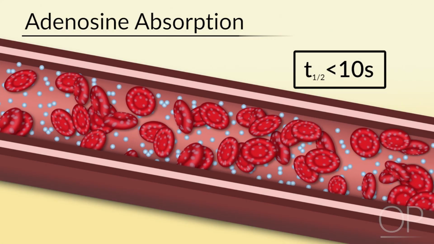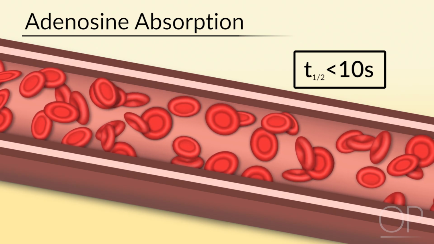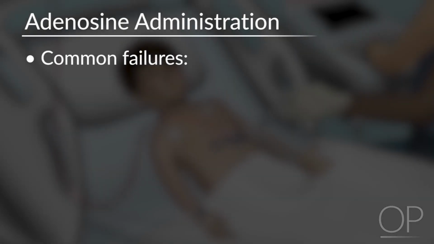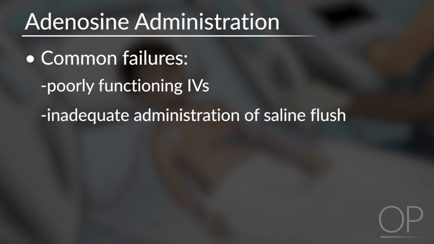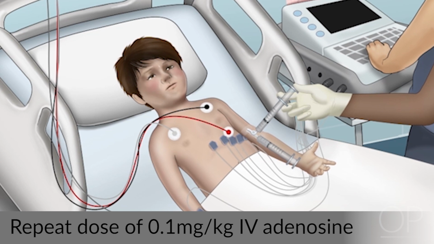Adenosine is rapidly absorbed by red blood cells and therefore has a half-life of less than 10 seconds in vivo. Most common failures with adenosine administration are with poorly functioning IVs or inadequate administration of the flush. If the first dose of adenosine fails, repeating with another dose of 0.1 milligrams per kilogram is usually recommended.